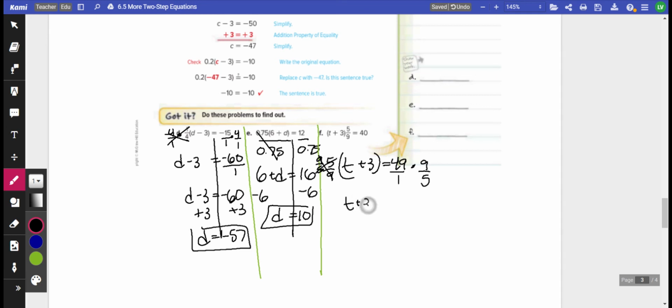So we have T plus 3 on the left side. 49 times 9 is 441 divided by 5. 441 divided by 5 is 88 and 2/10. T plus 3 equals 88 and 2/10. And I apologize, I should have extended my equal sign. I want to subtract 3 from both sides. T equals 85 and 2/10.